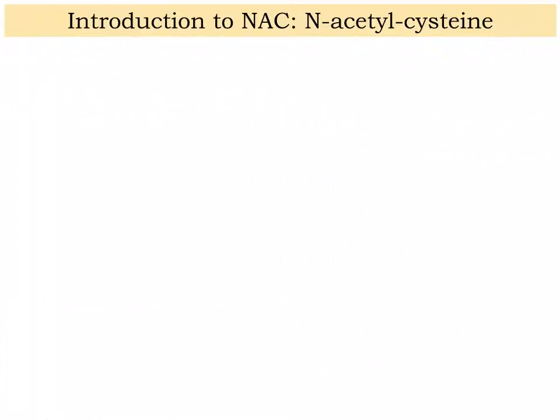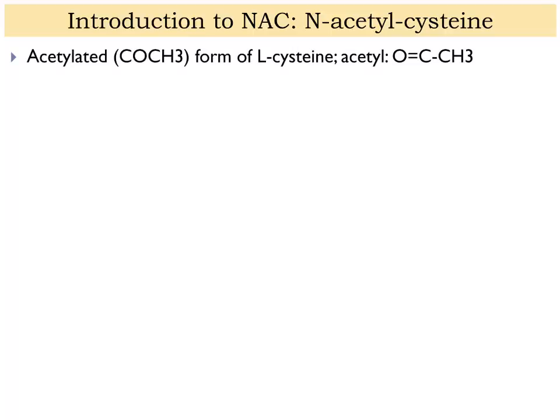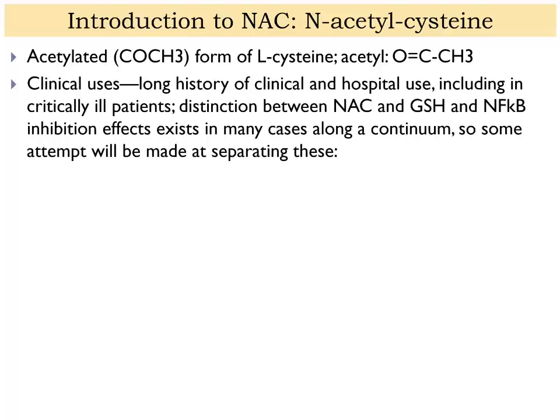So let's talk about NAC, N-acetylcysteine. This is an amino acid. L-cysteine is a non-essential amino acid, sometimes also described as a conditionally essential amino acid, because sometimes people make enough, but if they're under stress or if they're exposed to toxins, they might need to take more in the form of a supplement. We can distinguish between the effects of NAC, glutathione, and NF-kappa B inhibition, even though, of course, with NAC some overlap and continuum exists there, because NAC has benefits in and of its own.